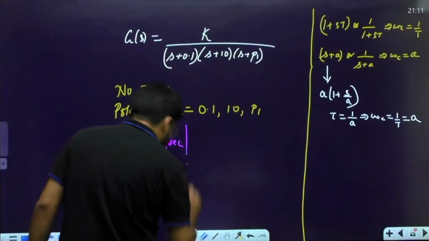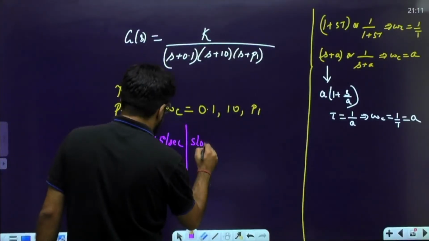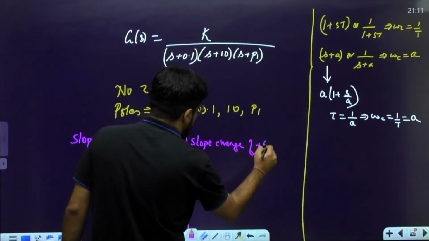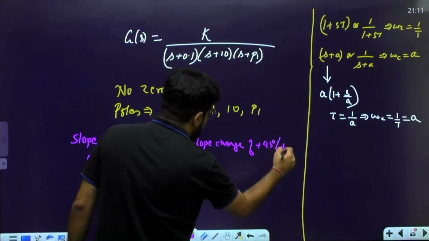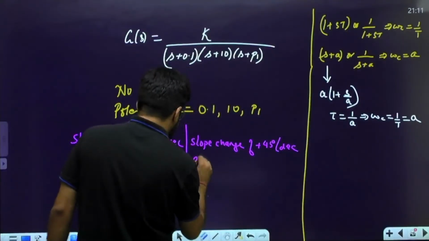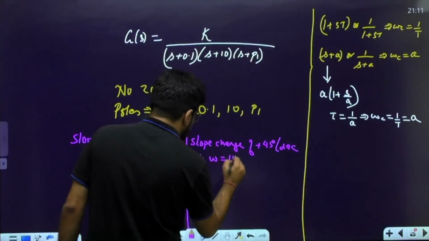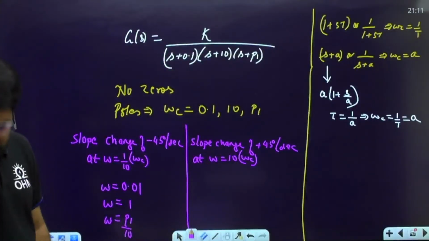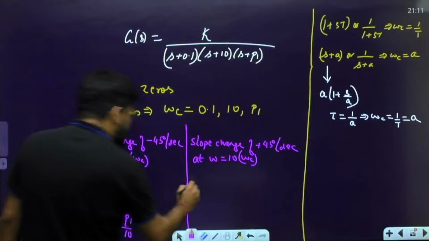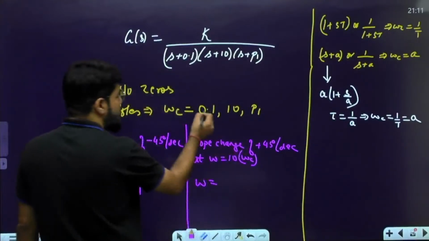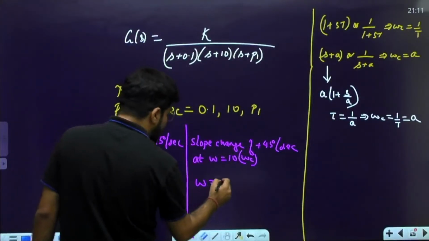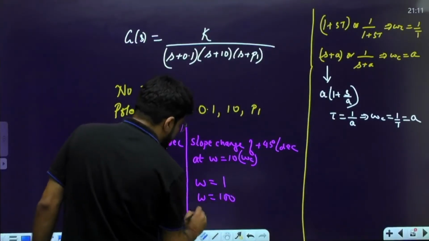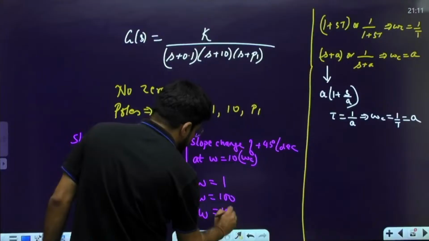Then there will similarly be a slope change of plus 45 degree per decade at 10 times the corner frequency. So what frequencies will come up here? 10 times the corner frequency. So 10 times 0.1 is 1. 10 times 10 is 100. 10 times P1 is 10 P1.